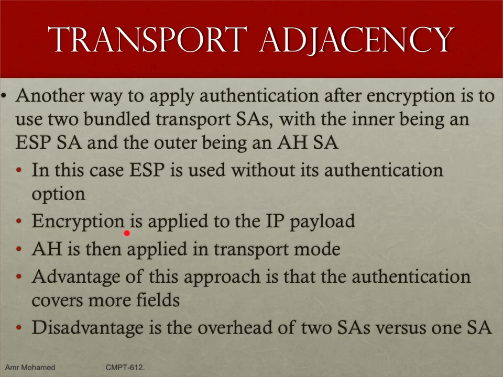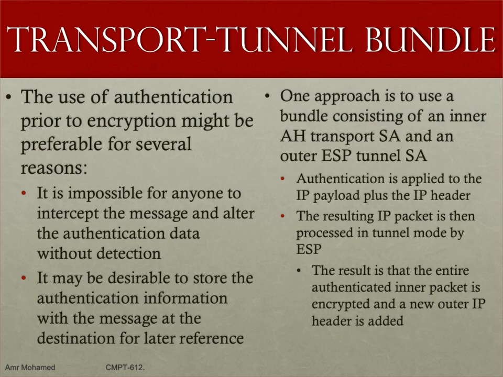So encryption is applied to the payload. AH is then applied in the transport mode, in which case authentication is applied to the encrypted message, as we said. The advantage of this approach is that authentication covers more fields. So if you do authentication after the encryption, for the transport mode in particular, we can provide authentication for more fields. The disadvantage, of course, is overhead. If you do authentication for more fields, then it's more overhead. Here the use of authentication prior to encryption might be preferable. That's what the book says, though we generally don't agree with it, to be honest.